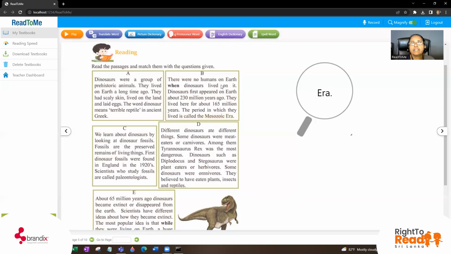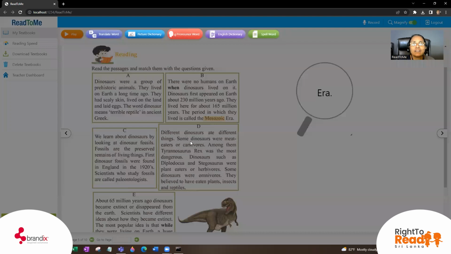Good. Were there humans on Earth when dinosaurs lived here? No, there were no humans on Earth when dinosaurs lived on it. Then they first appeared on Earth about 230 million years ago. And how long did they live? For about 165 million years. Then the period in which they lived is called?